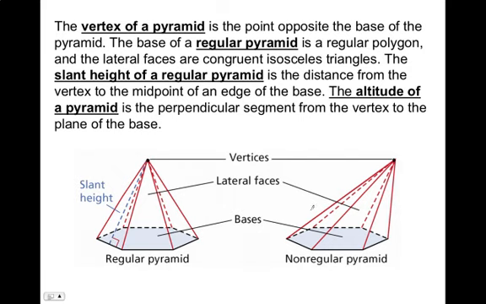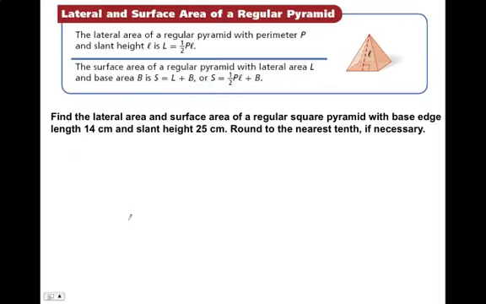The altitude of a pyramid is that perpendicular segment from the vertex that goes straight down to the center of the base and is perpendicular. So make sure you're paying attention to whether you have a slant height or the height or altitude of the pyramid. Here are the formulas that are on your formula chart for the lateral and total surface area of a regular pyramid. So let's apply these.